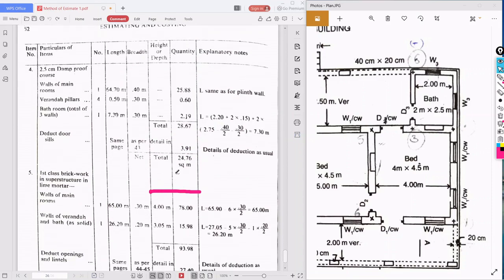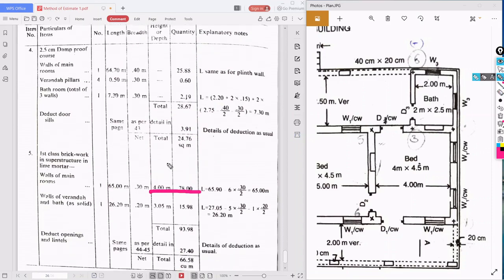Then deduct the wall for sills, same as I explained in the long wall and short wall method. What was the quantity? 3.91. So 28.67 minus 3.91, you will get 24.76. Okay, 24.76.